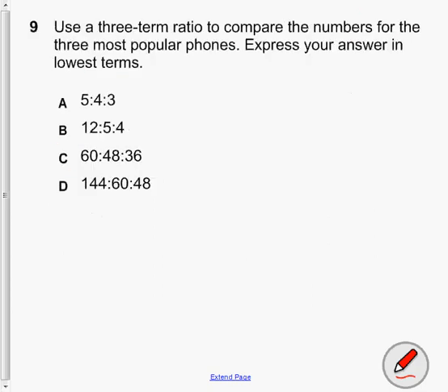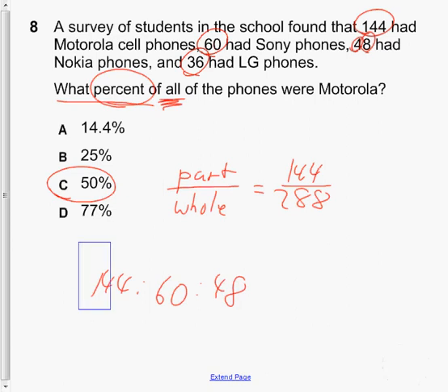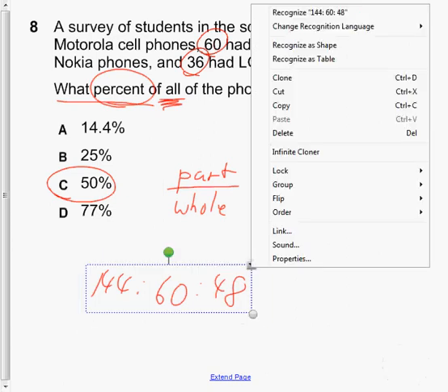Question 9 says use a three-term ratio to compare the numbers of the three most popular phones in the last question. So if we go back to that last question, the three most popular phones was 144 to 60 to 48.